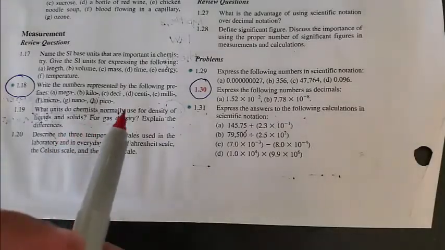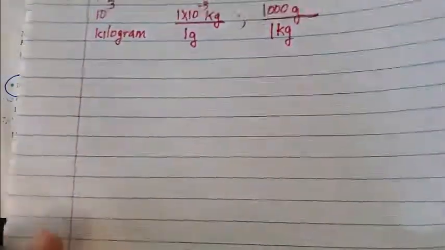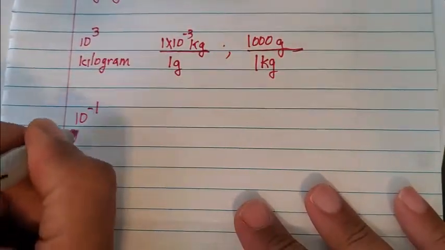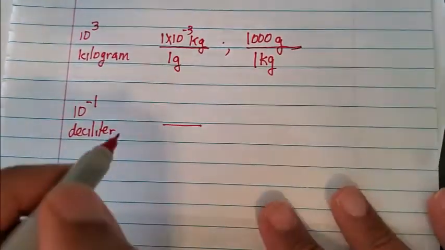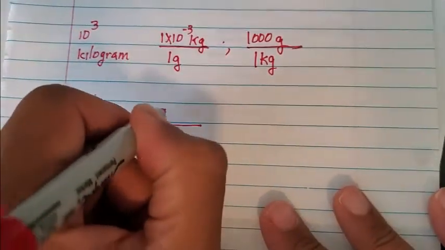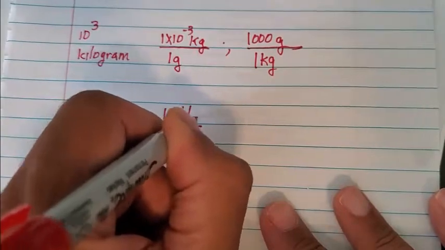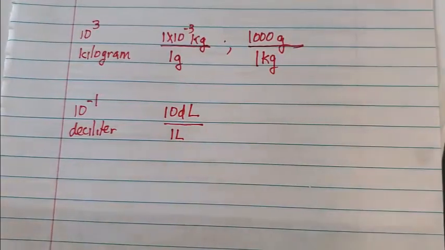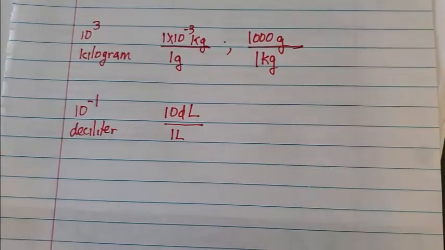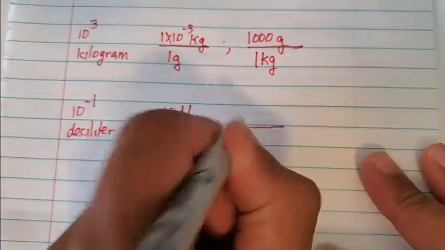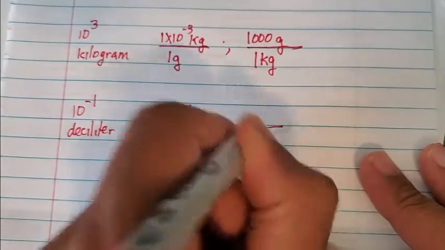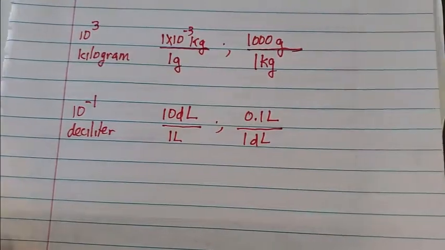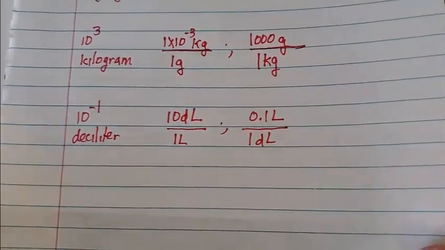Usually people will memorize these, but that's what you need to know when you need to convert between grams and kilograms. How about the next one, deci? Deci is 10 to the minus 1. I'll use liter here. 1 liter is 10 deciliters, just like 1 meter is 100 centimeters, 1 liter is 10 deciliters. Alternatively, you can say that 1 deciliter is 0.1 liter. I use liter here. You can use grams or seconds or whatever it needs to be.